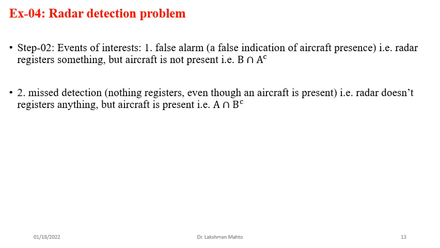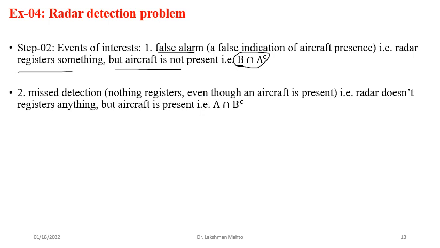So here, the first event is talking about a false indication of aircraft present. What does it mean? A false alarm means radar registers something but the aircraft is not present. We denote the event that radar registers something by B, and aircraft is not present we denote by A complement. So that's why this joint event is B intersection A complement.